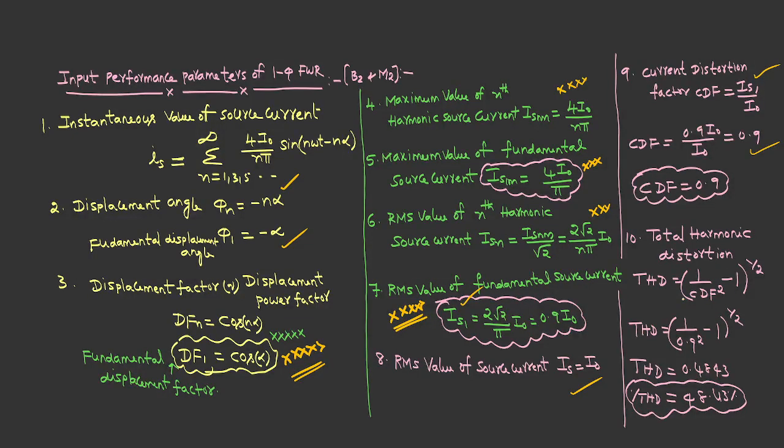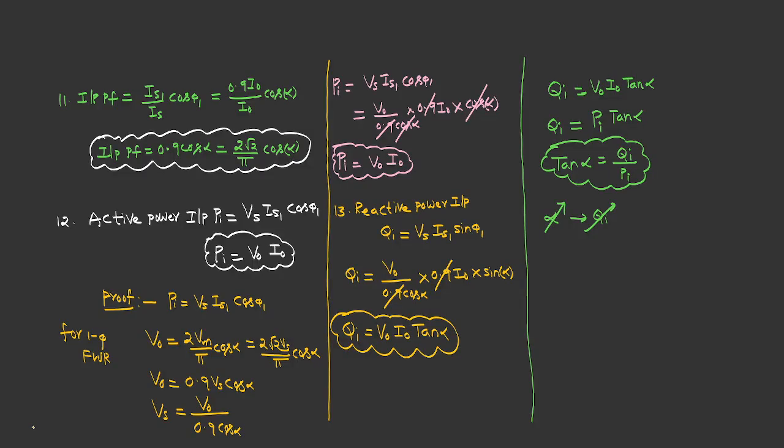What is the total harmonic distortion? You know the formula of total harmonic distortion? It is 1 by current distortion factor square minus 1, whole to the power of 1 by 2. CDF I calculated 0.9, you substitute here. We are getting 48.43%. Direct values also you can express. In a single phase full wave rectifier, current distortion factor is 90% and total harmonic distortion is 48.43%.